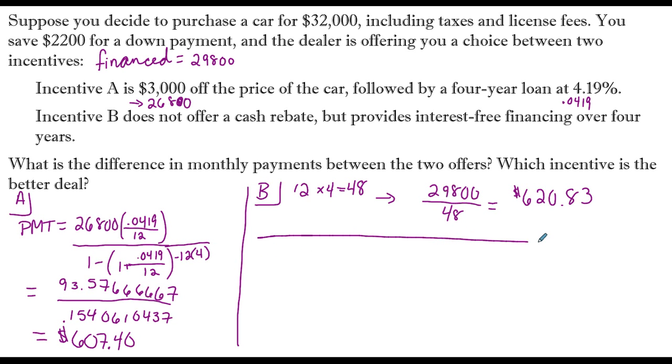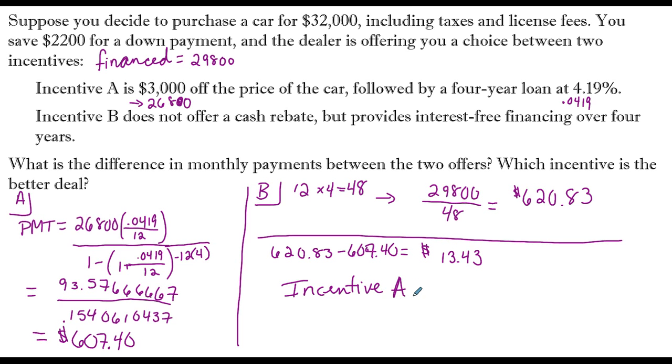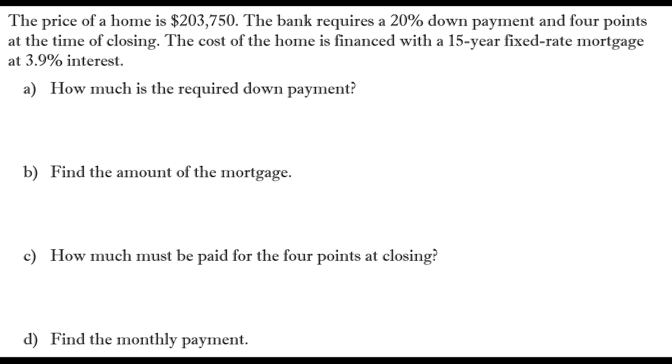So the question then asks us, what's the difference in monthly payments? Well, the difference in monthly payments, go ahead and subtract the two amounts. Which ends up being a difference of $13.43, so not a huge difference, but still some. And of course, we've decided that incentive A is the better.